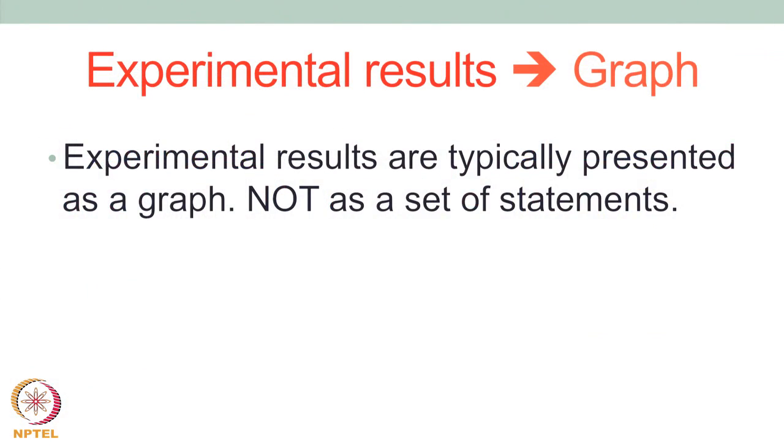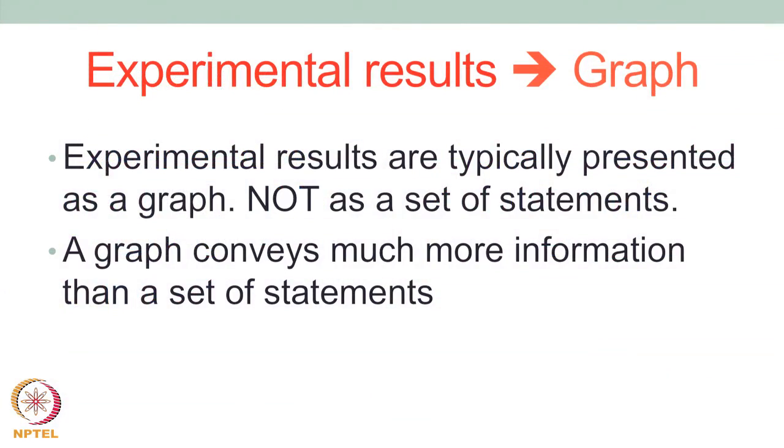But what I wanted to convey now is that these are some examples of experiments that we do in the lab, and the result of an experiment is essentially a graph. So the first point is that from experimental results we get a graph. Experimental results are typically presented as a graph, not as a set of statements. We don't do an experiment and make a set of statements. We of course also make a statement, but more importantly we do plot the data that we get from experiments as a graph. Why do we do that?